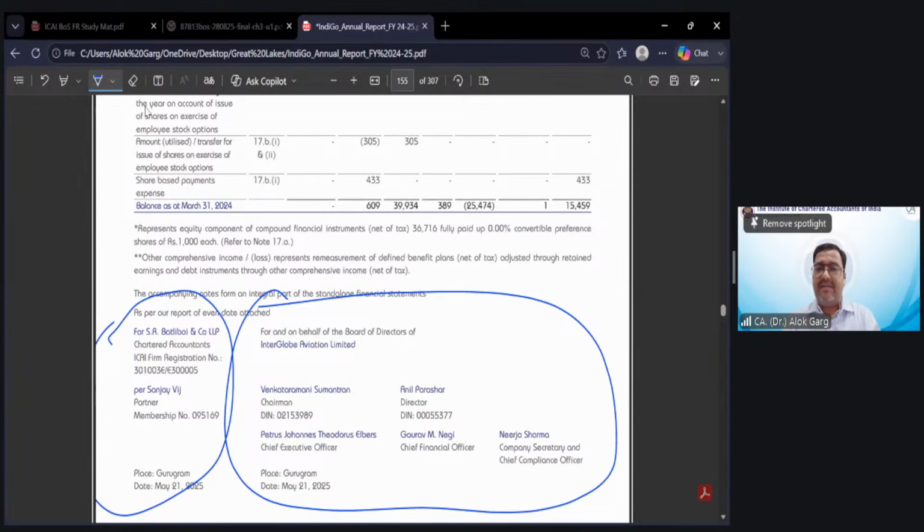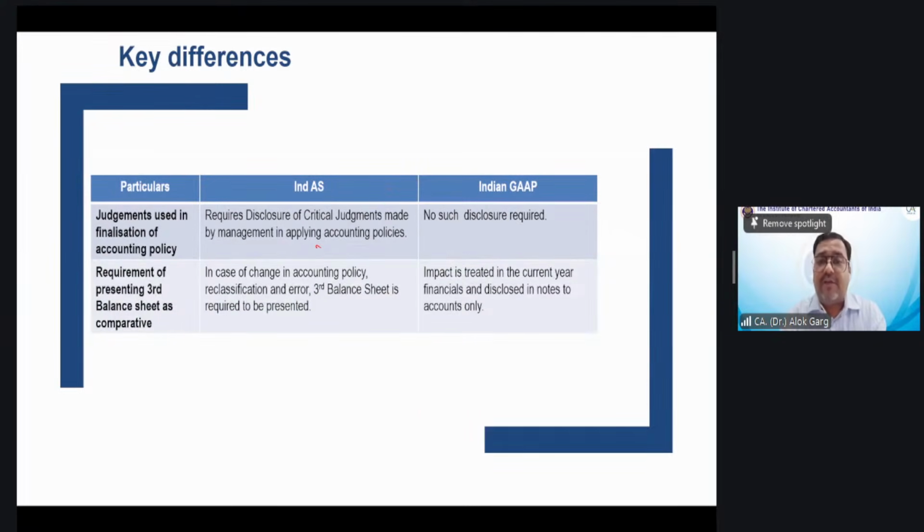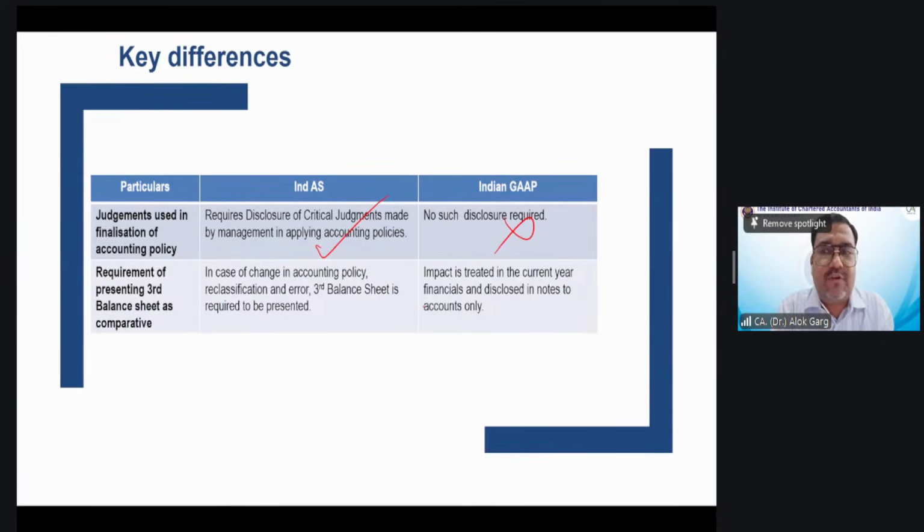But in accounting standards, the statement of changes in equity was not required as a separate component. It was part of the notes to accounts. The concept of OCI was not there in IGAP, but it is there as a part of the P&L in Ind AS financial statements. Extraordinary items are not required under Ind AS, whereas accounting standards require a separate disclosure in the P&L. A statement of compliance is required to be given in Ind AS, with no such requirement in IGAP. Key sources of uncertainty, management judgments and estimates are required to be disclosed in Ind AS financial statements, but in IGAP these disclosures were not there.